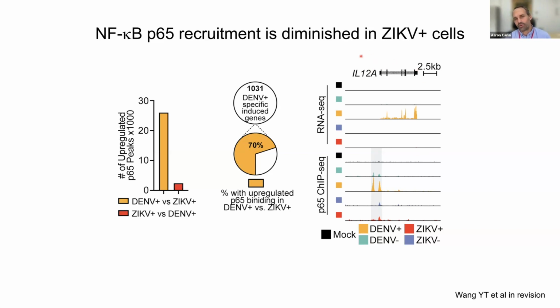And you can see that for critical genes like IL-12, which is really critical for the stimulation of Th1 responses by DCs, you see increased P65 binding at both the promoter and an enhancer in dengue virus infected cells. And that corresponds nicely to increased synthesis of IL-12A that you don't see in any of the other populations.